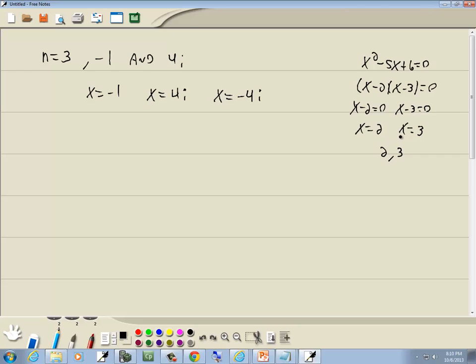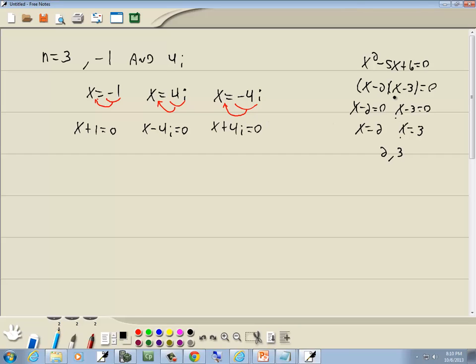Now, going from this step to this step, we would take the whatever and put it on the same side as the x. So I'll take this -1, put it on the same side as the x. Here, take this 4i, put it on the same side as the x. And here, take this -4i and put it on the same side as the x. So I get x plus 1 is equal to 0. X minus 4i is equal to 0. And x plus 4i is equal to 0.